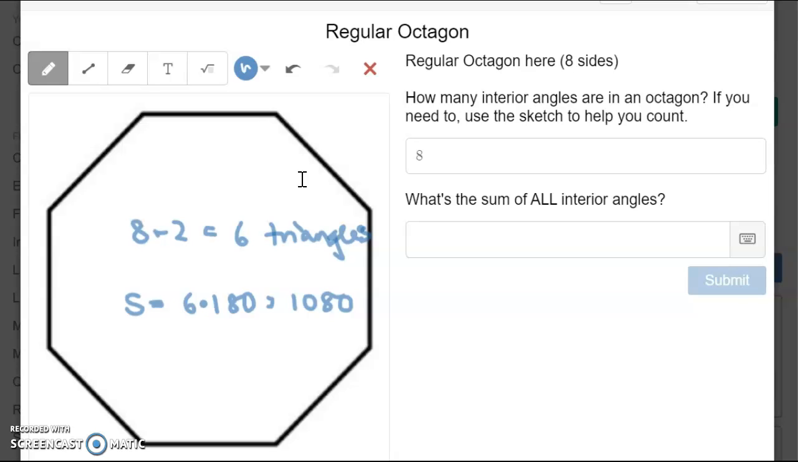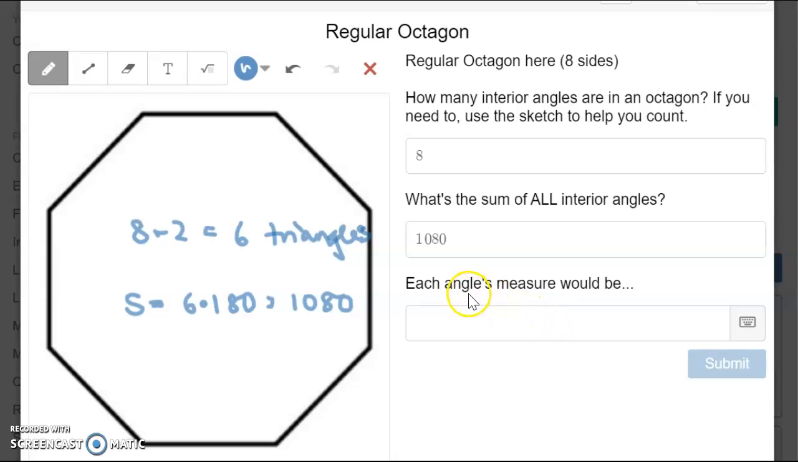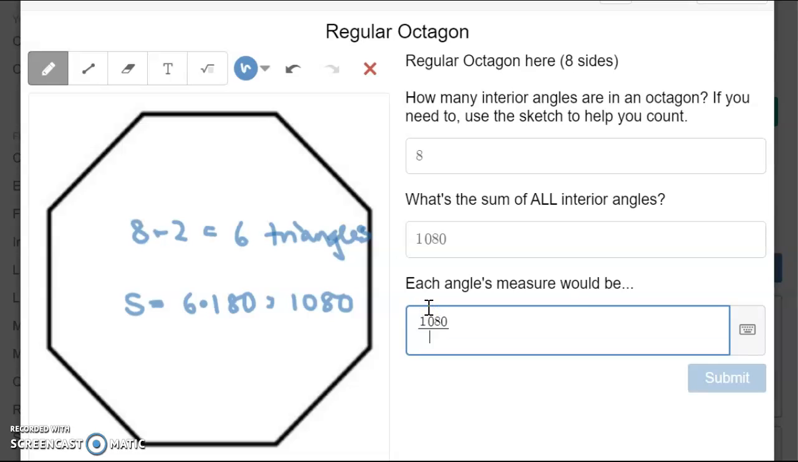Okay, so what is the sum of all interior angles? That's going to be 1080. I'm going to submit that. And so for each angle measure, I know that 1080 is going to be made up by 8 angles. So 1080 divided by 8 is going to be 135. So I know that it's going to be 135 degrees each.